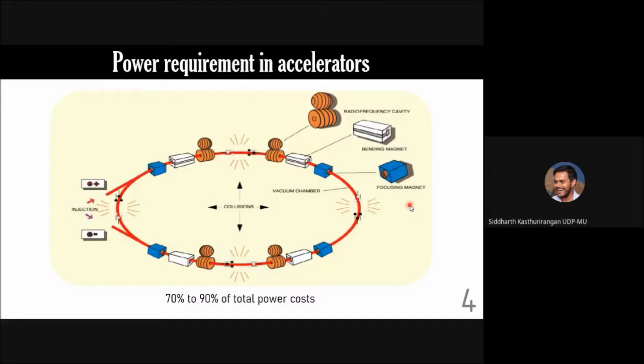Where is the major power requirement arising for accelerators? This is an example of a probably electron positron collider type of machine. So you can see that there will be these RF cavities, which are basically the accelerating cavities. As the particle passes through that, it will get accelerated.